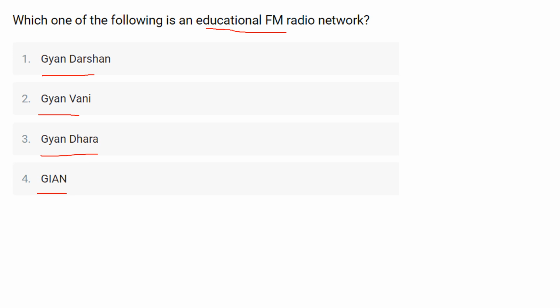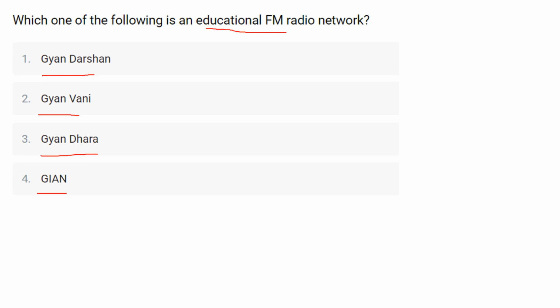Okay. There are various educational initiatives launched by the MHRD and the Government of India on the radio as well as on the television to enhance the overall quality of the education. And some of the initiatives are Gyan Darshan, Gyan Vani, Gyan Dhara, even the Gyan. Okay. So here they are asking you the educational FM radio. So Gyan Vani is the correct answer for this question.